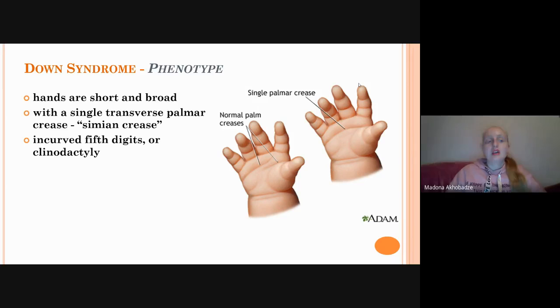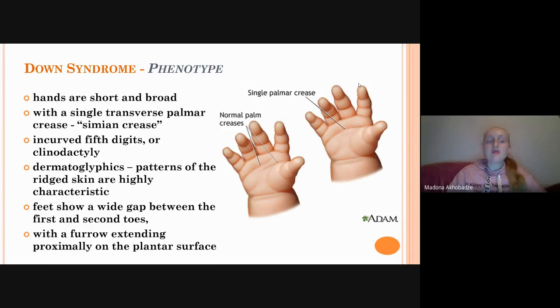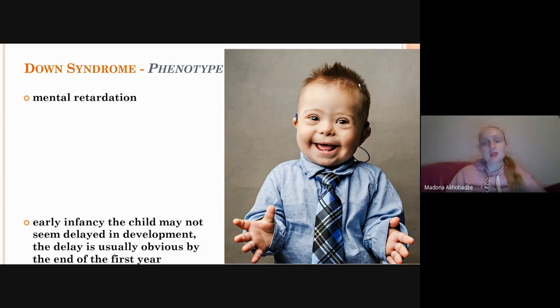Okay, and there's a curved fifth finger, or clinodactyly. Dermatoglyphics, the pattern of their ridged skin, are highly characteristic. The feet too show a wide gap between the first and the second toe, which I haven't got a picture of, and a few creases extending proximally on the plantar surface. Okay, and mental retardation, of course, is one of the parent phenotypic expressions.